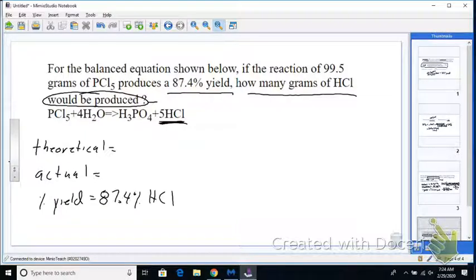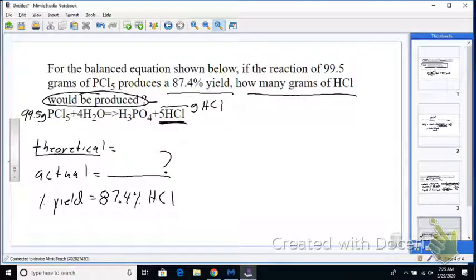That would be your actual yield. So they're wanting to know the actual yield. How many is going to be produced? So we got this theoretical again that we have to do a mass to mass. This is what we start out with. Here we have 99.5 grams of PCl5. And then we have to go over here and find the grams of HCl.